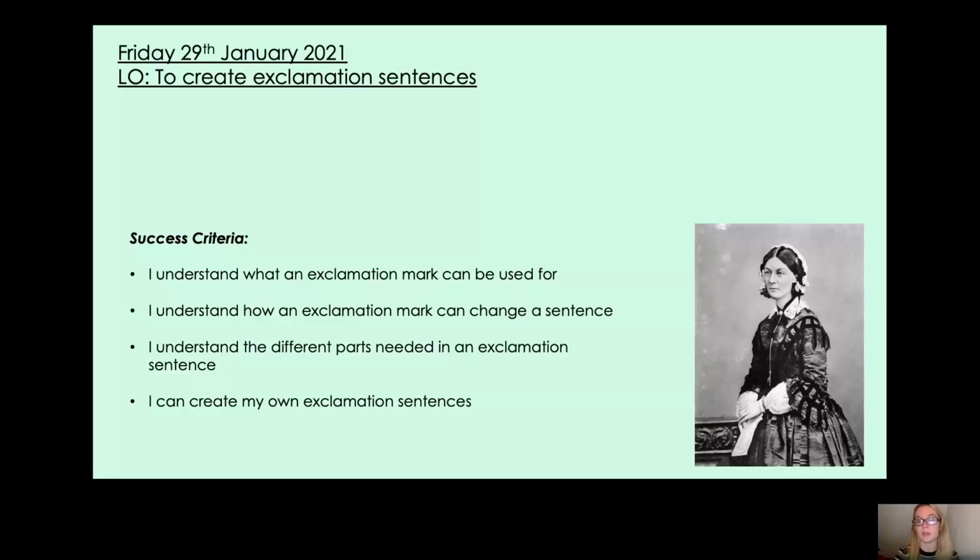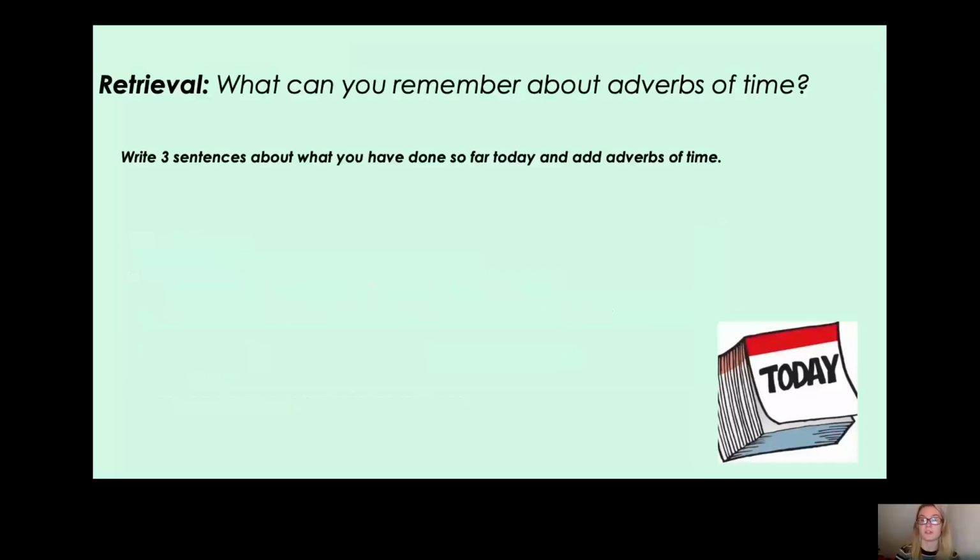Now, a couple of days ago, we looked at adverbs of time. So I'd like to start this lesson with a retrieval activity on adverbs of time. So I'd like you to write 3 sentences about what you've done so far today. And each sentence needs to have an adverb of time in it. So could you pause the video now and have a go at writing 3 sentences for me?